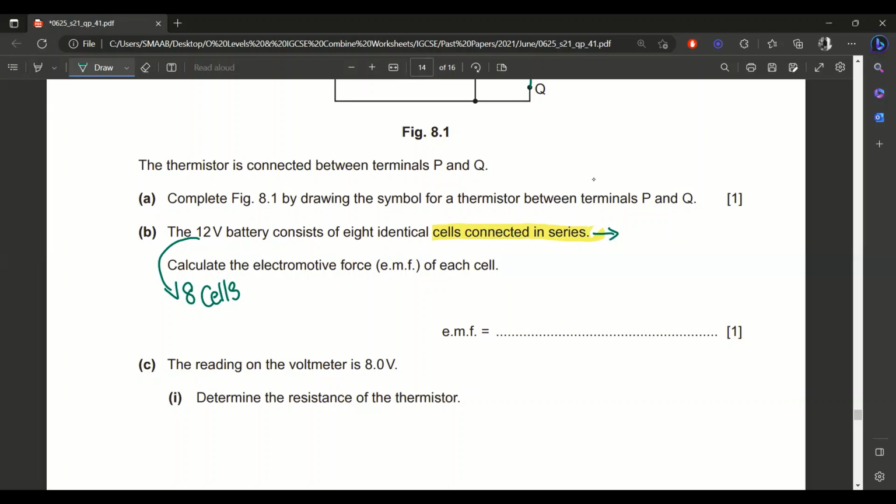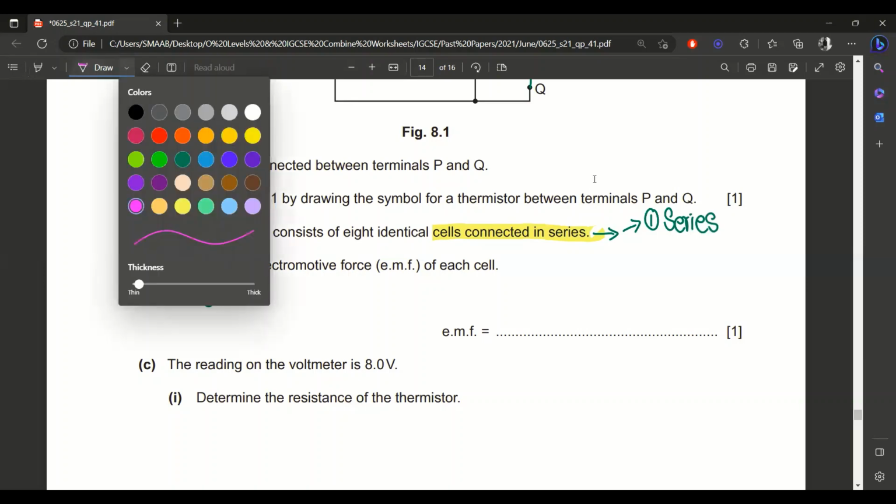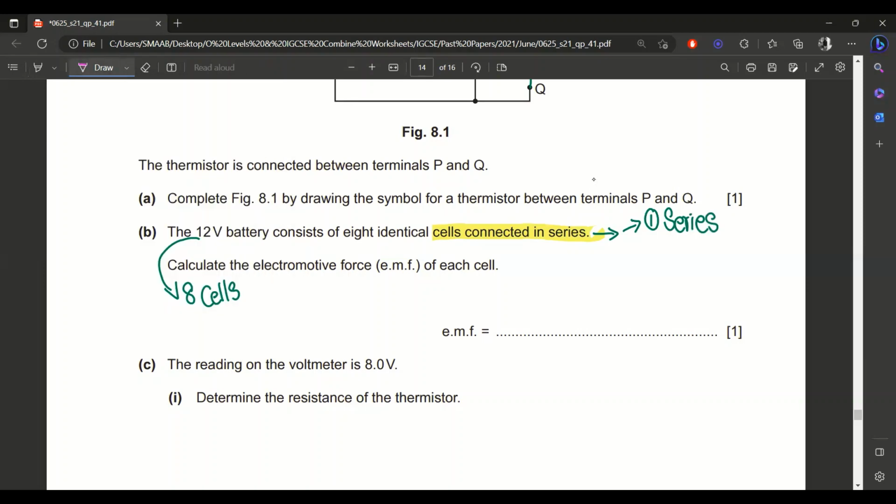No. Okay, so basically there is a very simple concept if you don't remember it. The concept is this: if we talk about series combination, if cells are connected in series combination, then the potential difference or the EMF will combine, right?